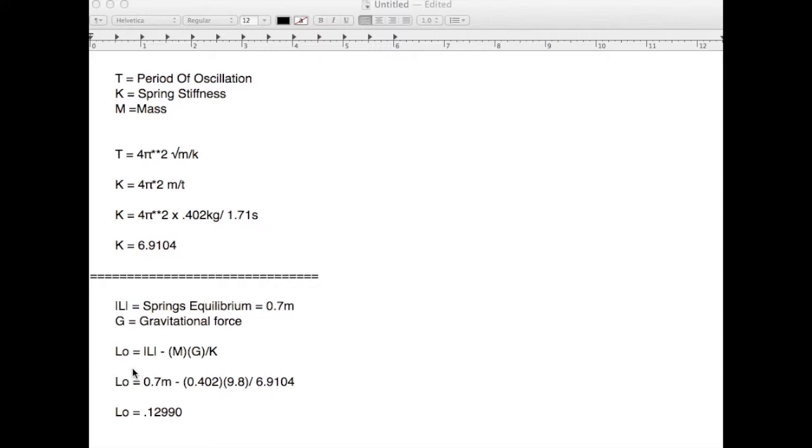Now, the equation to figure out the relaxed length, we're trying to solve for L0, being the relaxed length of the spring. The equation is L0, the relaxed length of the spring, is equal to the length of the spring in equilibrium minus the mass of the object times the gravitational force divided by k, the spring stiffness. After inputting my variables, being 0.7 meters for the spring length, the mass of the object, the gravitational force being 9.8 meters per second squared, divided by k, the spring stiffness, we get the result of 1.299. We get the result to be L0 is equal to 1.299 meters.